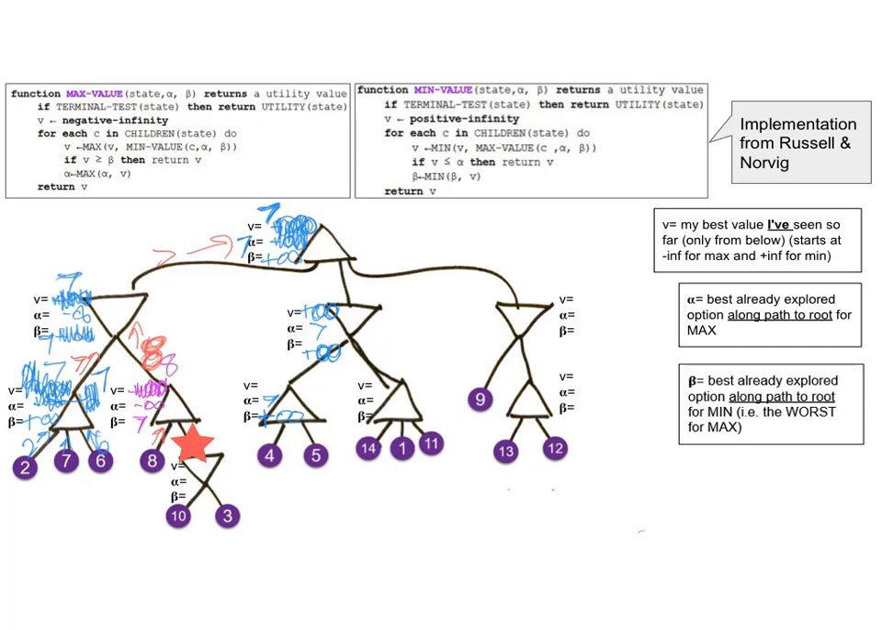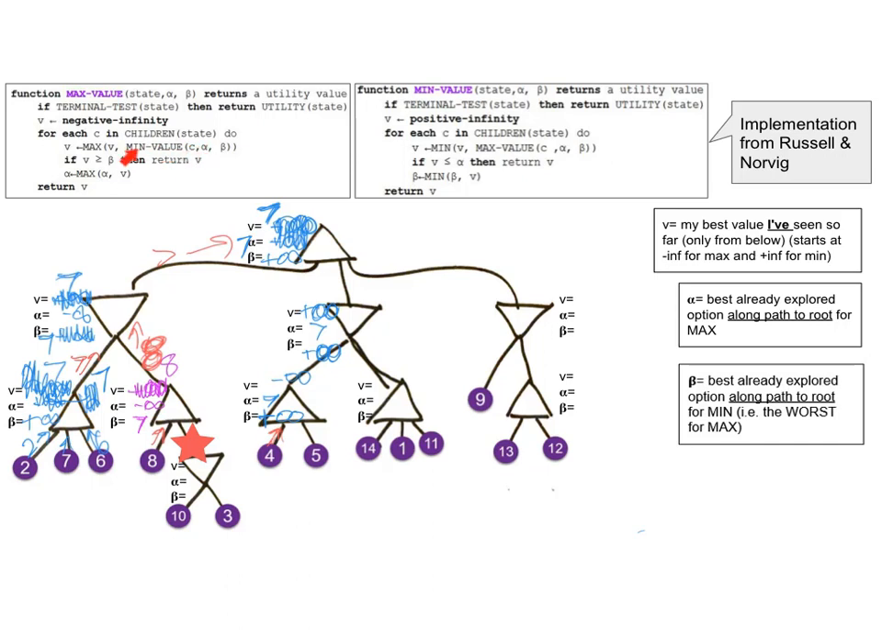Now let's run max on that node. Max says, is it a terminal node? No, so v gets negative infinity. Fair enough. And now for each of the children, we need to get the min value and do this whole process. So let's get the min value of the left child. Oh, that's just 4. We pass it back up because if we run min value on that, it's a terminal node, so we get that 4 back.